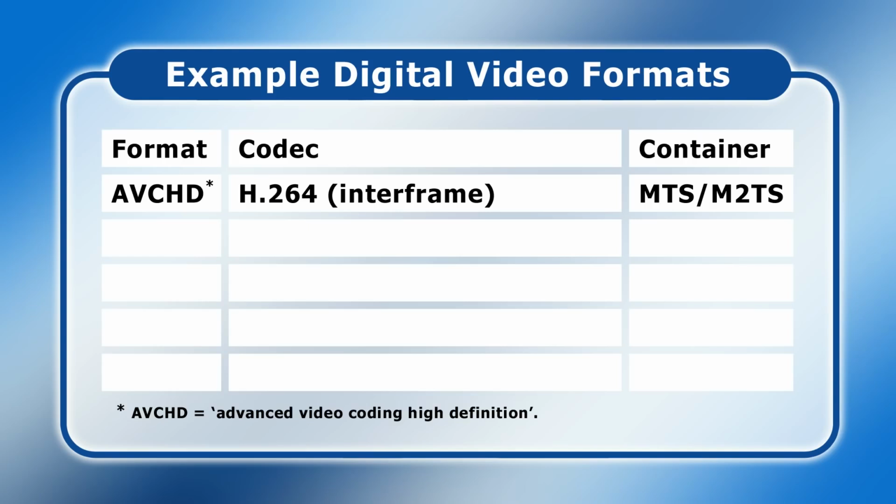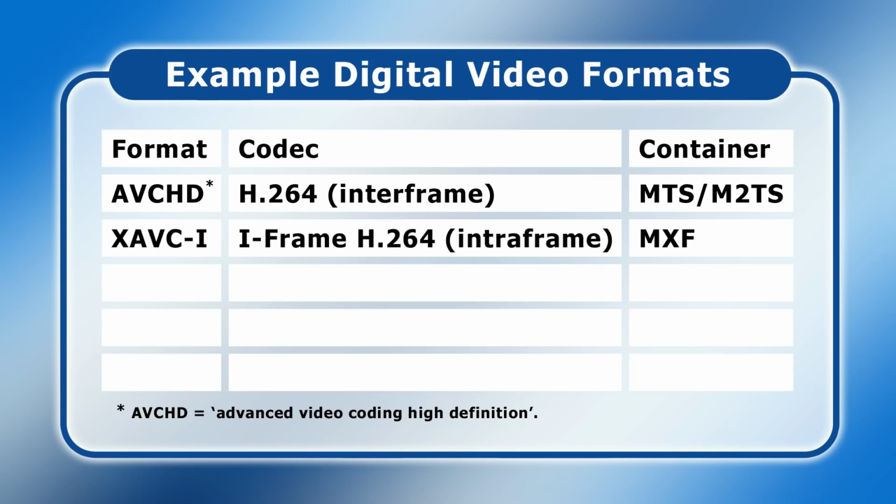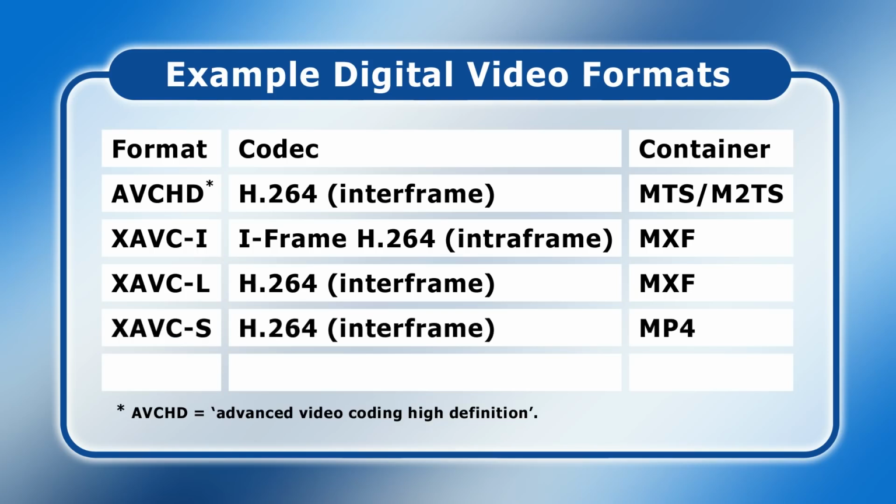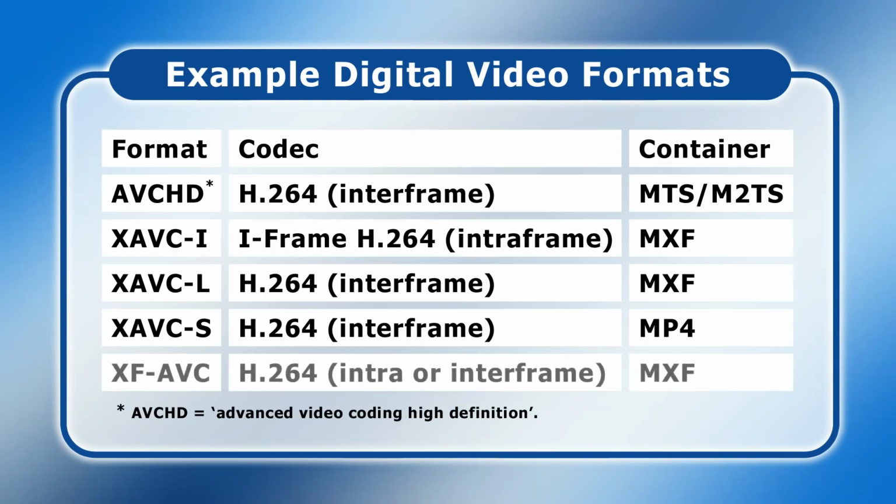M2TS container. The XAVC-I and XAVC-L formats used on many Sony cameras then store H.264 video in an MXF container, while the closely related XAVC-S format uses an H.264 codec and an MP4 container. Many Canon cameras shoot in a format called XFAVC, which again uses the H.264 codec and an MXF container.